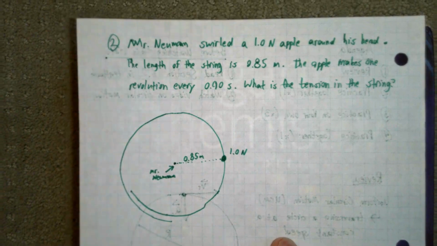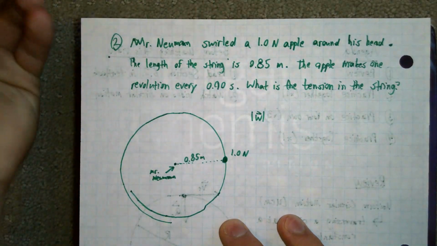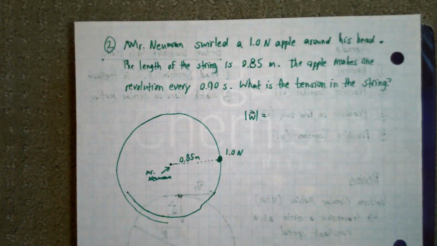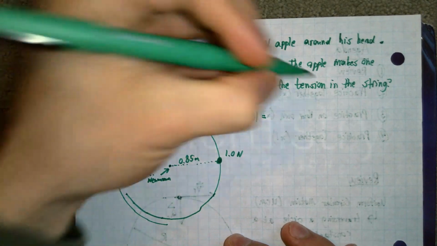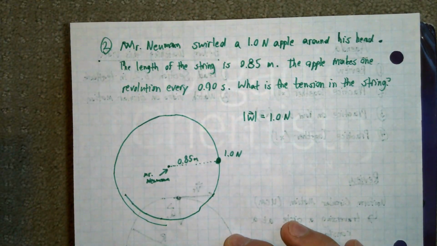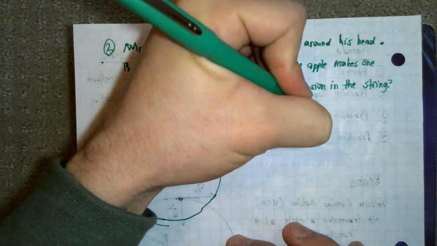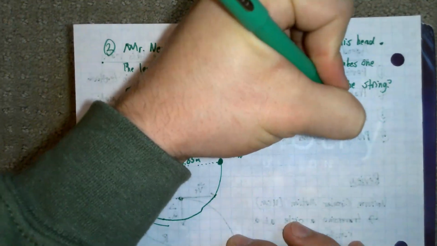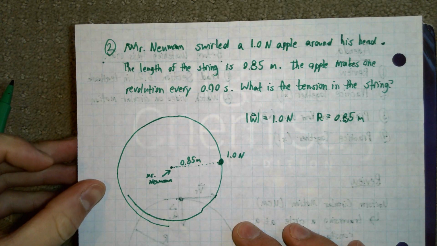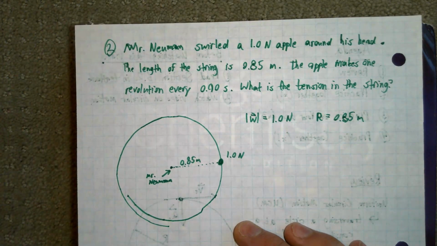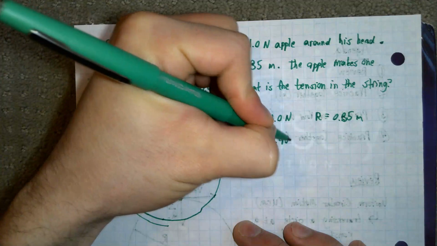So let's start identifying some quantities here, some things we know about the apple. Well, we know its weight. We're told it's a 1.0 Newton apple. It's just like saying, I'm a 100-pound person, right? That 100 pounds is your weight. So a 1.0 Newton apple means the weight of the apple is 1.0 newtons. The length of the string is 0.85 meters. If we look at our picture, we see very clearly that is the radius, so our capital R is equal to 0.85 meters. And the apple makes one revolution every 0.90 seconds. The time it takes for an object to make one revolution, that's how we define the period. So capital T is equal to 0.90 seconds.